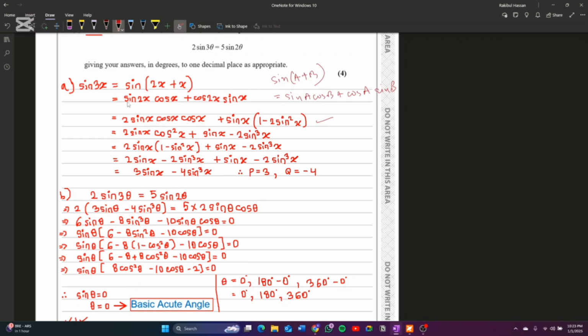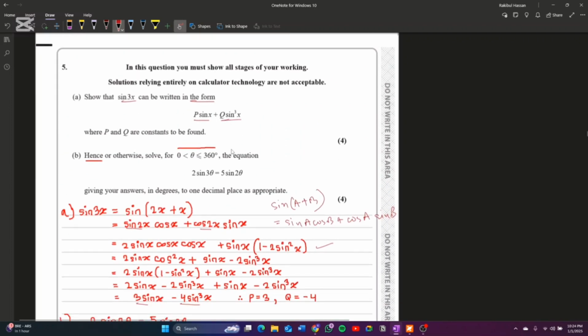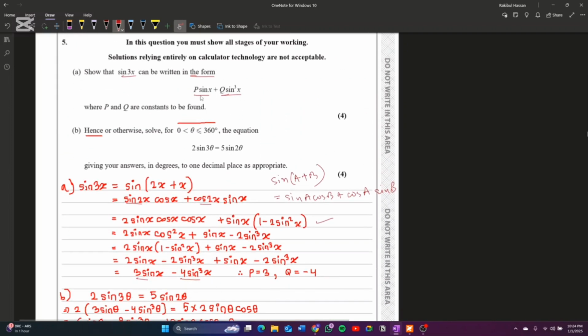Okay, so here we have converted sine 2x to 2 sine x cos x, and cos 2x we converted to 1 minus 2 sine square x, and then we simplify it further, and this cos square x becomes 1 minus sine square x. All this simplification gives us this value of 3 sine x minus 4 sine cube x. So therefore, you know that p is equal to 3 and q is negative 4.